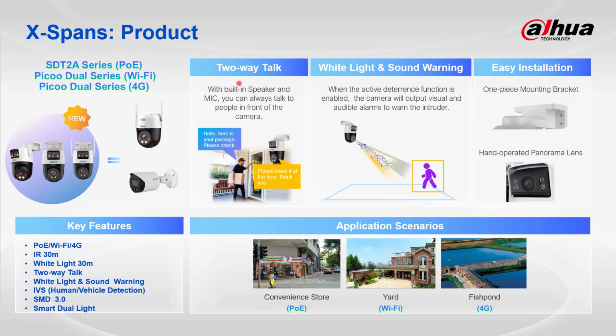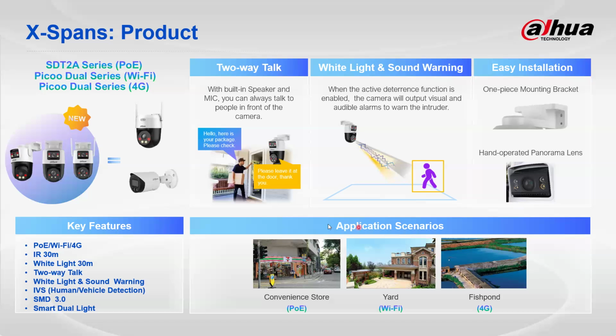Same case again, this product here supports what you call the white light and the sound warning, as another feature for the active deterrent function. The reason it supports it is because you can have the ability of detecting humans and vehicles. But since these are outdoor and indoor products, we can eliminate the need for vehicles and just talk about human beings. Then it has a different installation, meaning that it has a one-piece mounting bracket, easy to install and mount the camera. This camera can have a one-hand operated panoramic lens, whereby you can tilt it to a certain angle, for example, 15 degrees upwards or downwards.